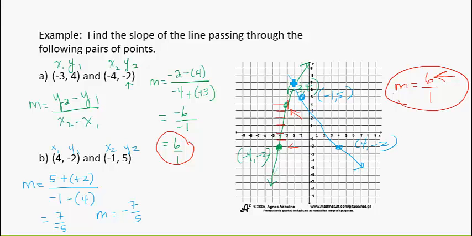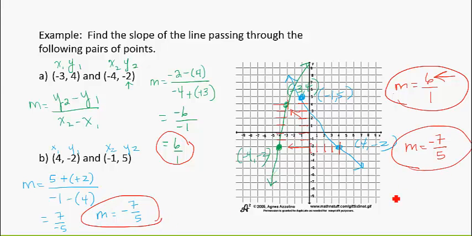Let's see what happens when I go from one point to the next. I always tend to start on my leftmost point, but it doesn't matter. To get from my first point to the second one, let me pick a different color. I'm going to need to go down 1, 2, 3, 4, 5, 6, 7. Since I went down, that's going to give me a negative 7. Then I have to go right 1, 2, 3, 4, 5, and since it's to the right, it's positive, giving me the slope of negative 7/5.